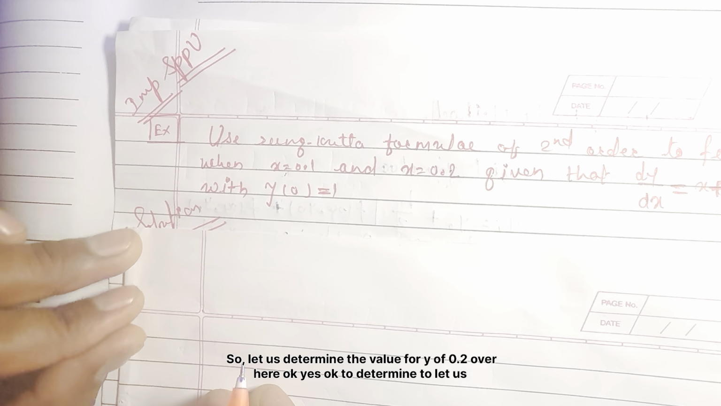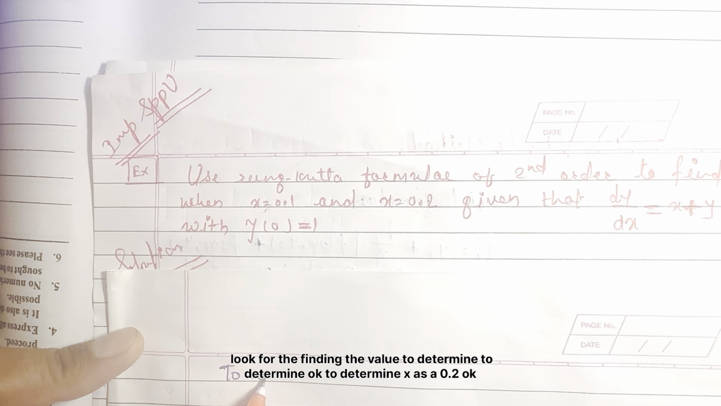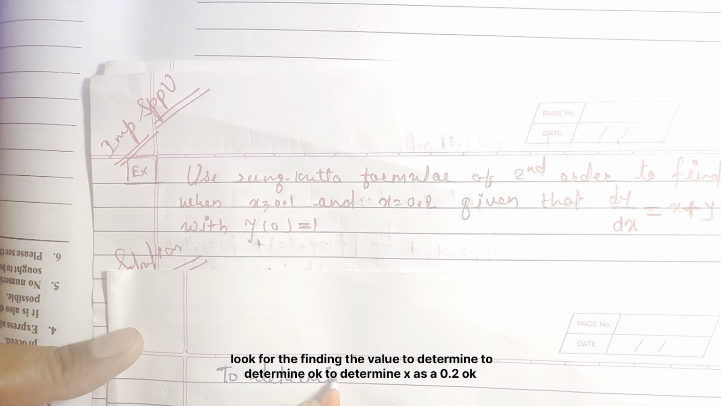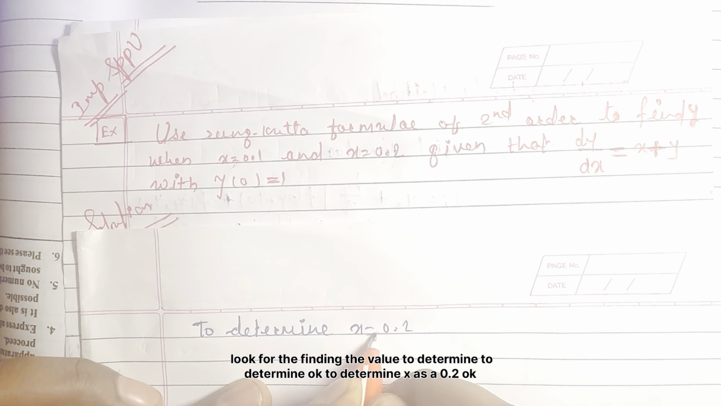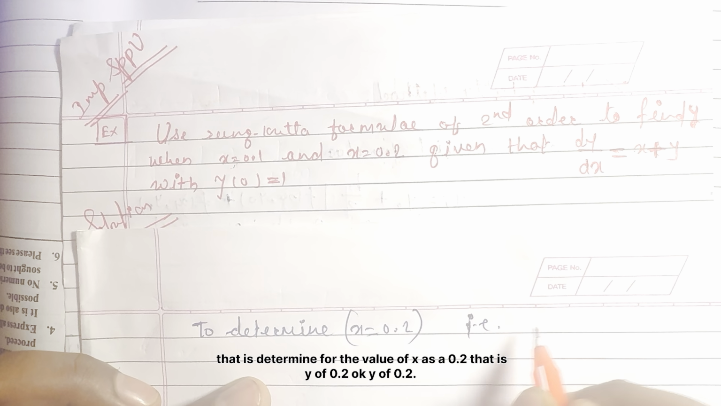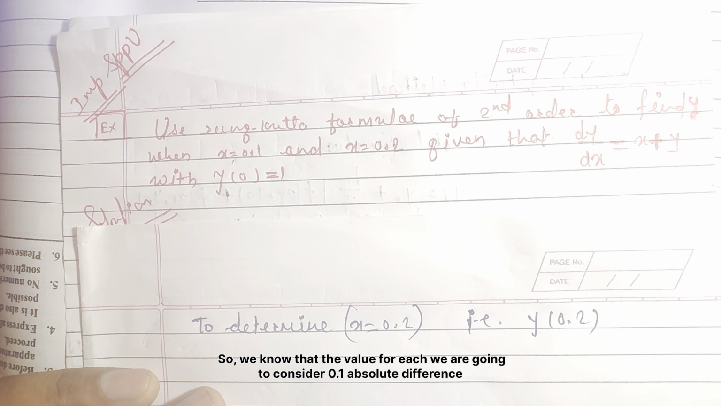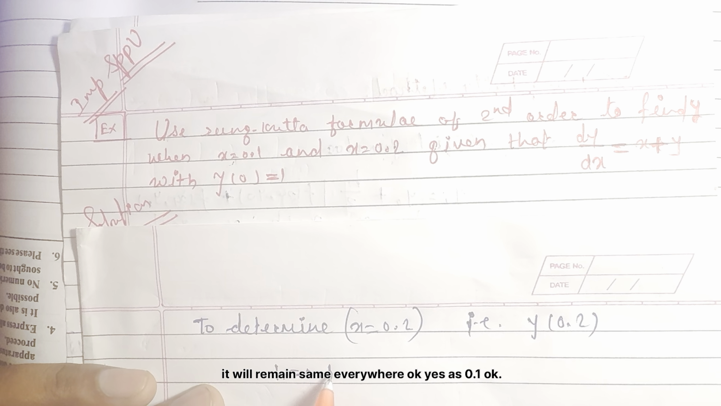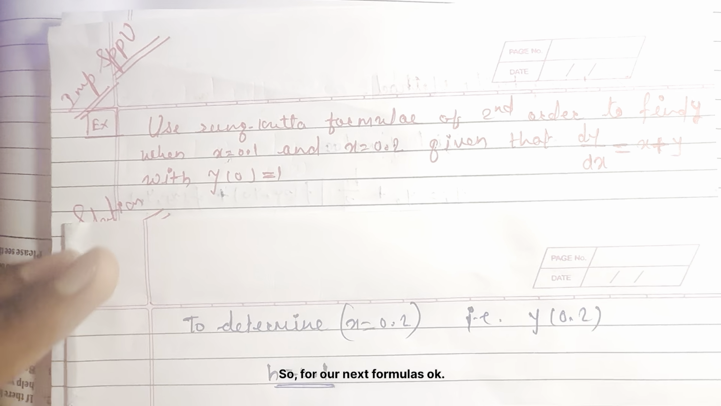To determine the value for x as 0.2, that is y of 0.2, we know that the value for h we are going to consider is 0.1. The step size will remain the same everywhere. h is 0.1. So for our next formulas.